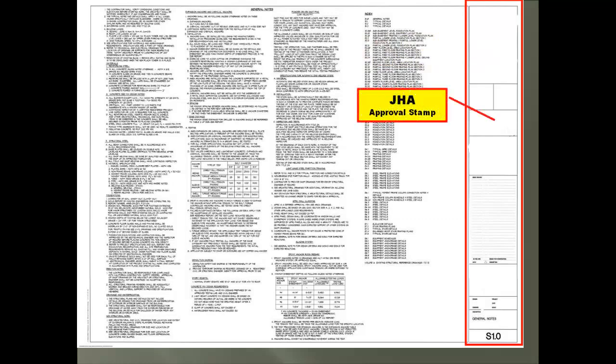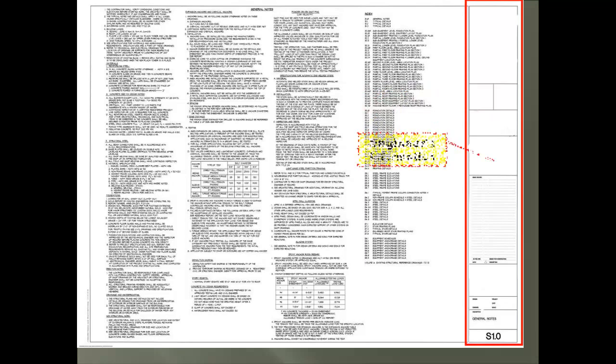Next is the jurisdiction having authority, approval stamp, and initials. If this project was a hospital, there would be an OSHPD seal, and if this project was a school, there would be a DSA seal. The third item is the engineer of records information. Once again, their address and phone numbers.